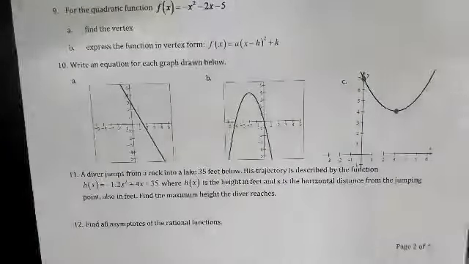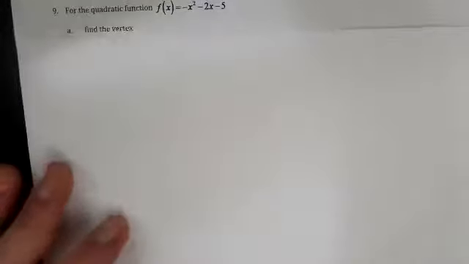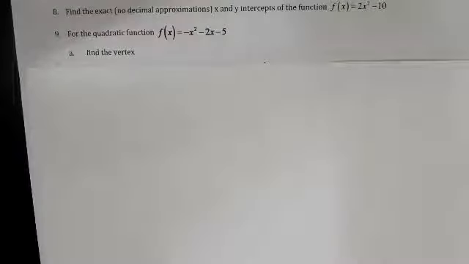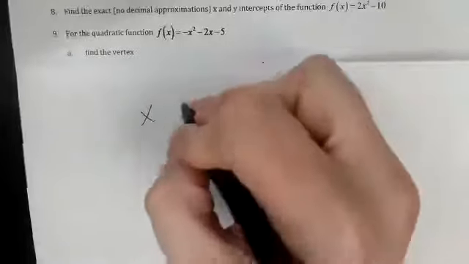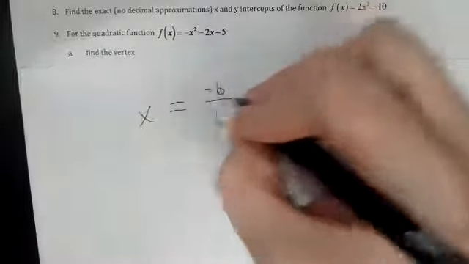Find the vertex for the quadratic function of this thing. Do you remember how to find the x-coordinate of a vertex if we have something in standard form? That's something you might have to pull out of your memory. And we're hitting right at time, but I'm going to keep going. What is that formula? That's the one you need to remember. Negative b over 2a. You have to commit this to memory somehow.